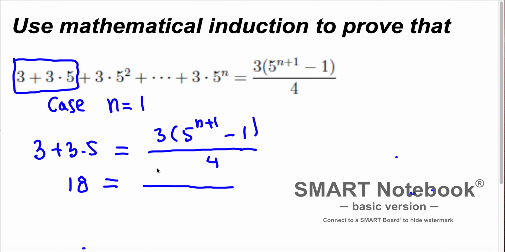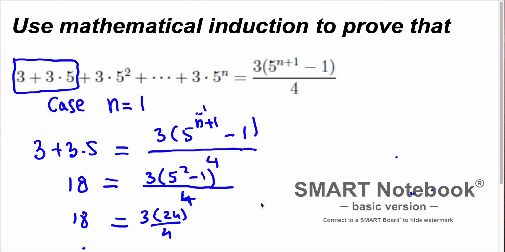Now let me try this one here. Now n is equal to 1, okay? So we have 3 times, n is 1, 1 + 1 is 2, 5 squared minus 1 divided by 4. And now this 18 is equal to 3 times 5 squared, which is 25, minus 1 is 24, divided by 4. And this implies 18 on the one side, and on the other hand, 24 divided by 4 is 6, and 6 times 3 is 18. So 18 is equal to 18. So it holds. For case 1 it holds.